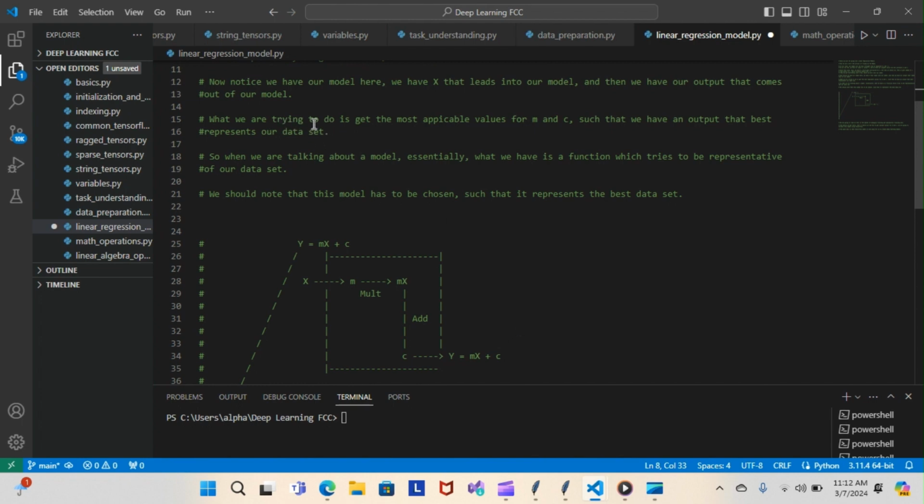Now what we are going to do is get the most applicable values for m and c such that we have an output that best represents our data set. So what we're trying to do is find the best possible values for m and c to represent our data set. When we are talking about a model, essentially what we have is a function which tries to be representative of our data set. We should note that this model has to be chosen such that it best represents the data set for us. And that's what we went over.